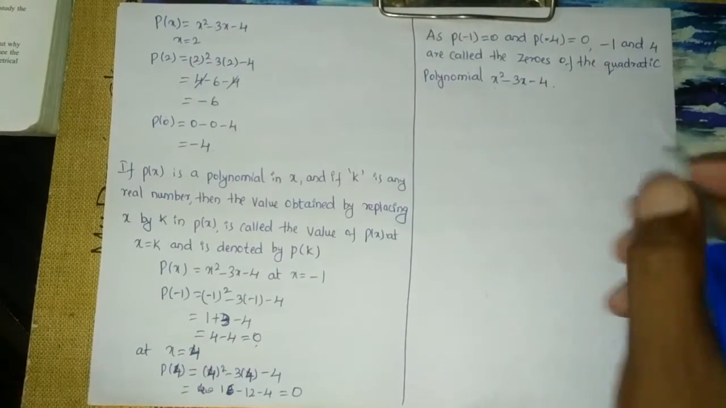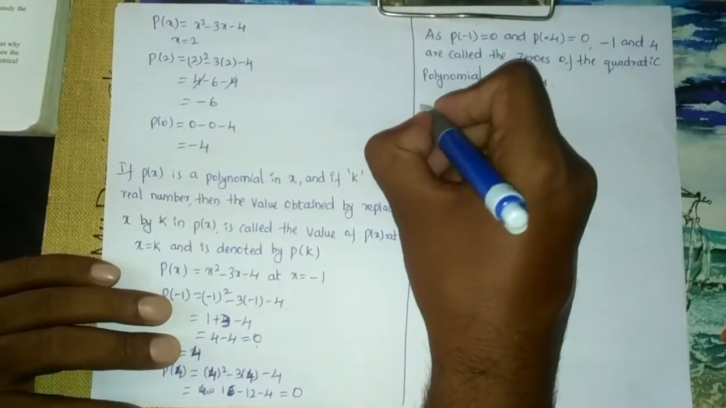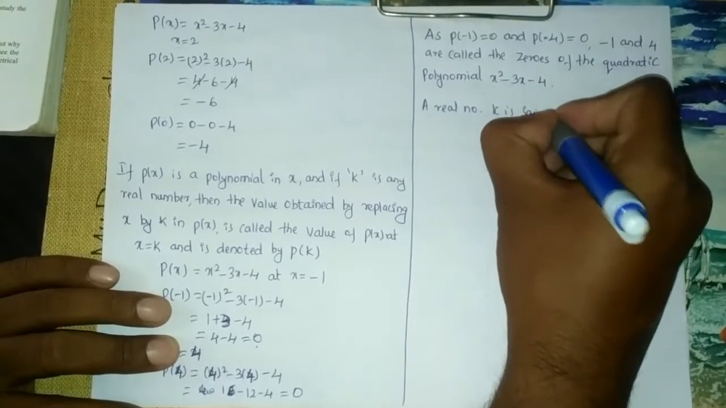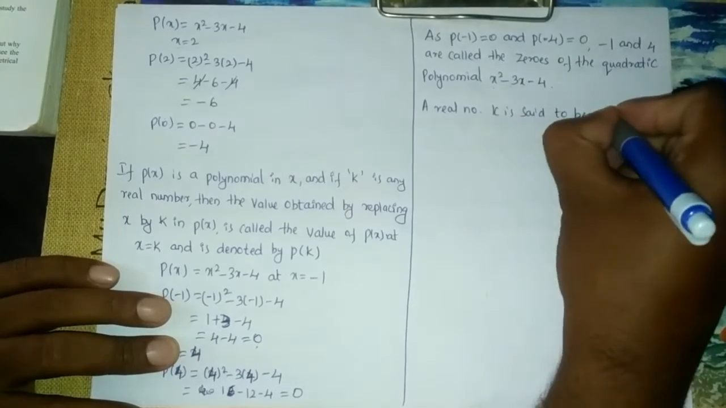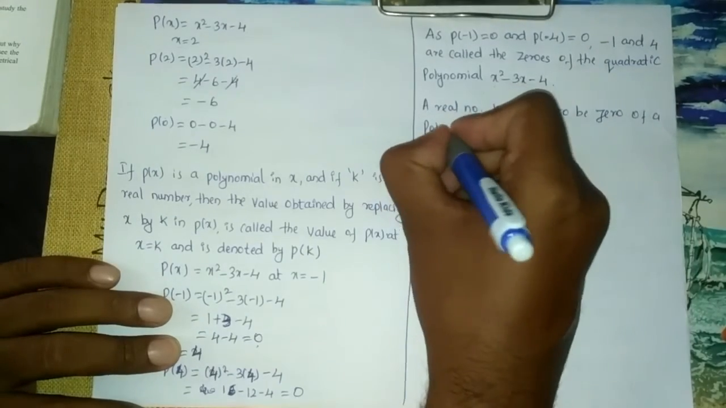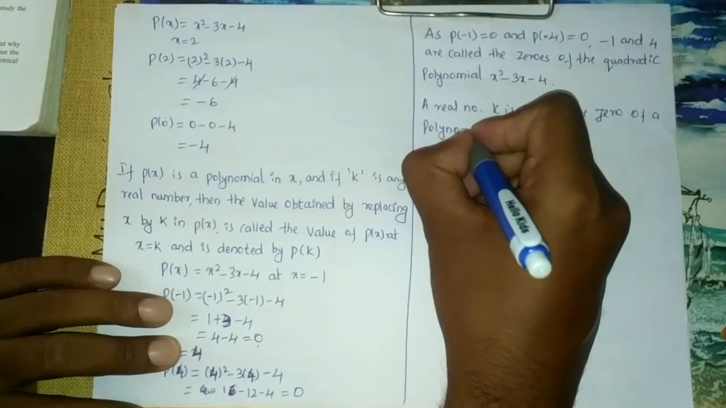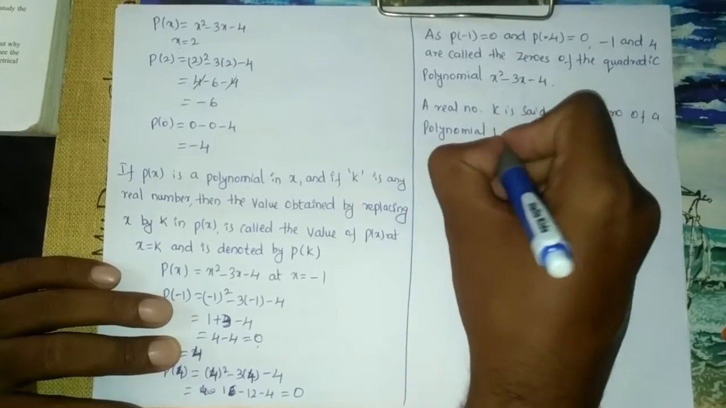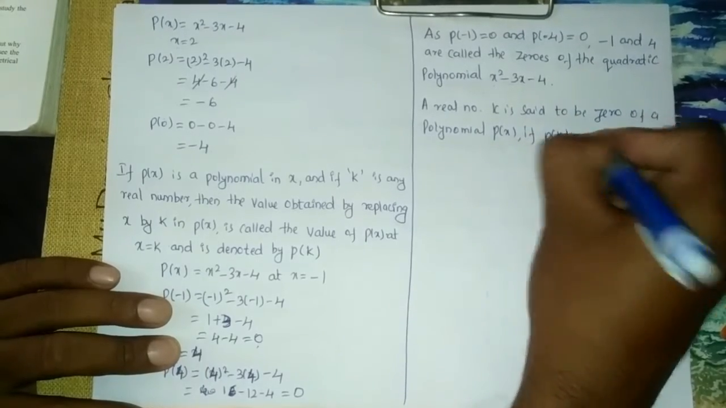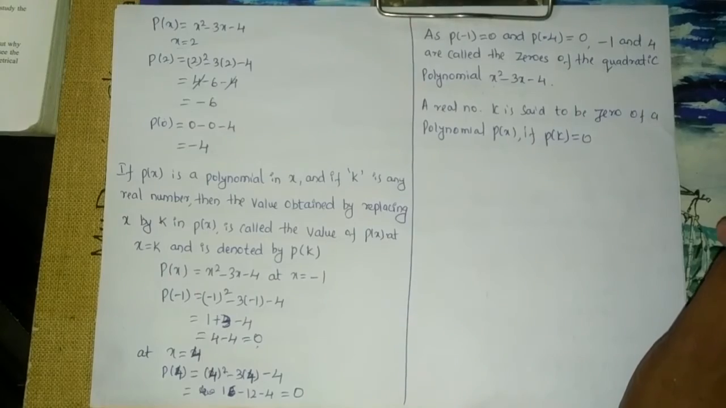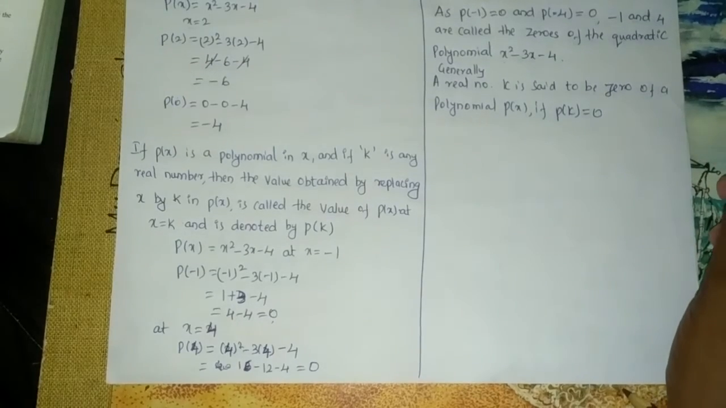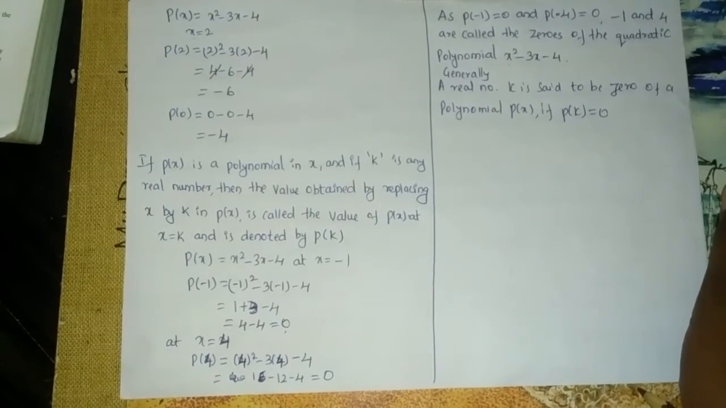So generally I can write, a real number k is said to be a zero of a polynomial p of x if p of k is equal to 0. You have already studied how to find the zero of a polynomial which is linear.